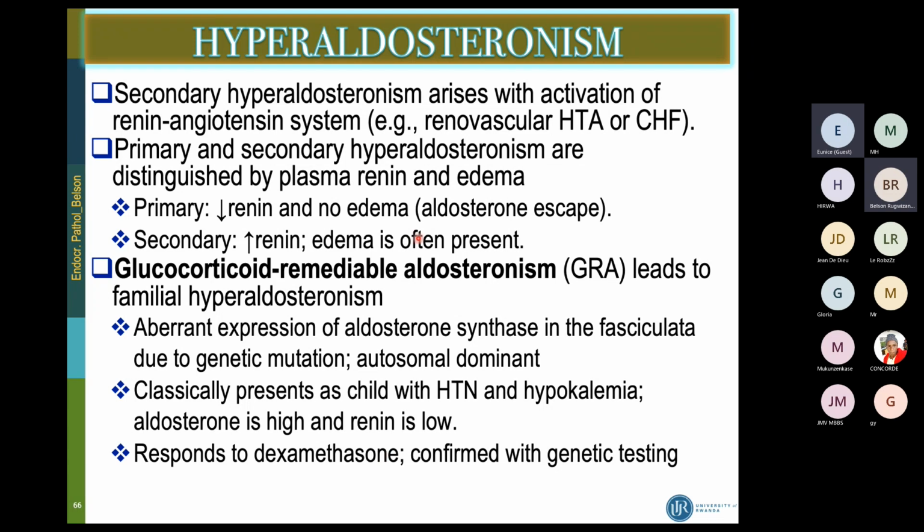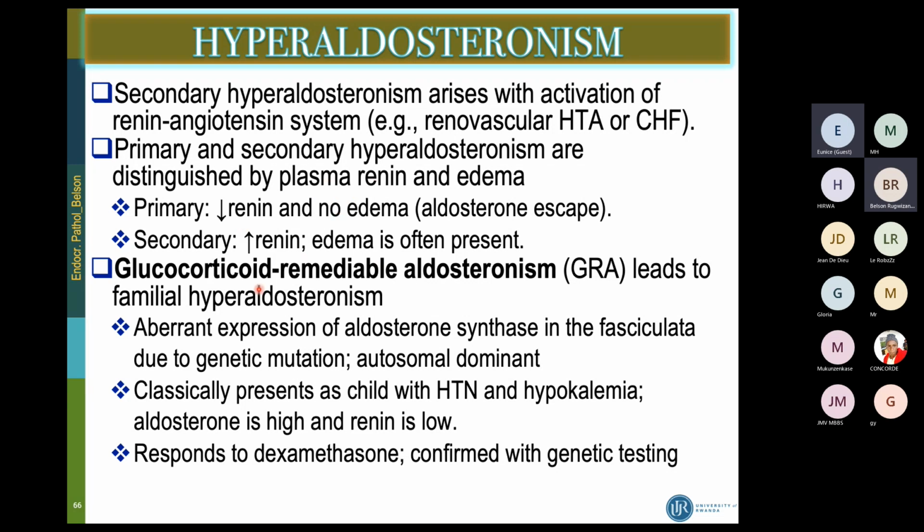So in primary hyperaldosteronism, we have decreased renin and no edema because of what they call aldosterone escape. In a secondary one, there is increased renin and also there is edema. So if here we have edema and increased renin, while in primary there is no edema and there is a decrease in the renin. Consider them hyperaldosteronism.